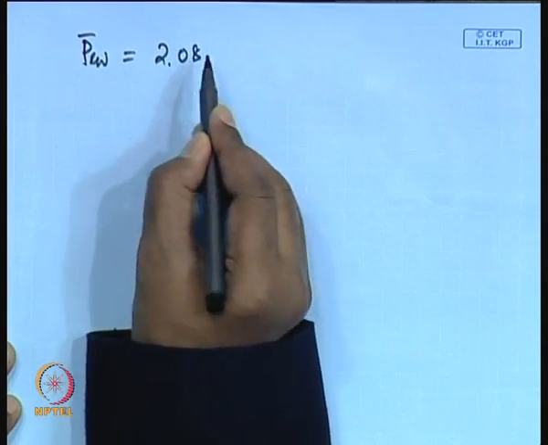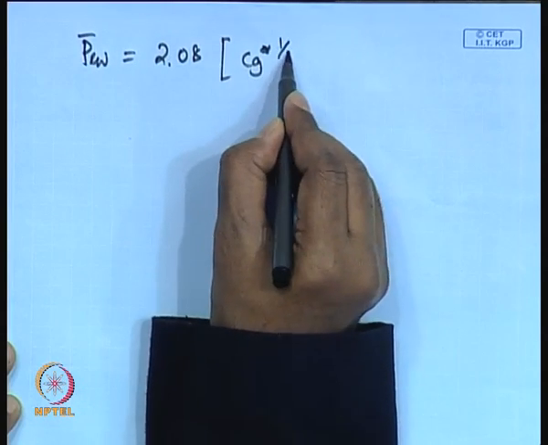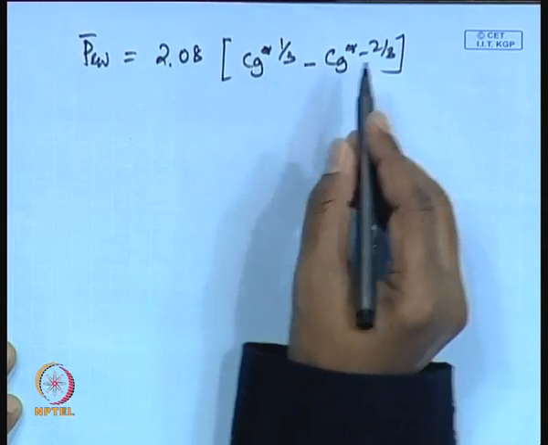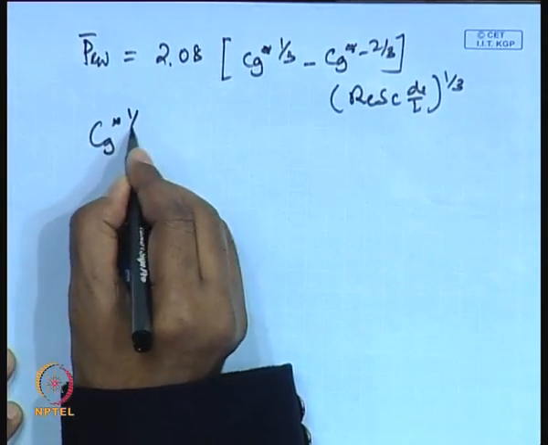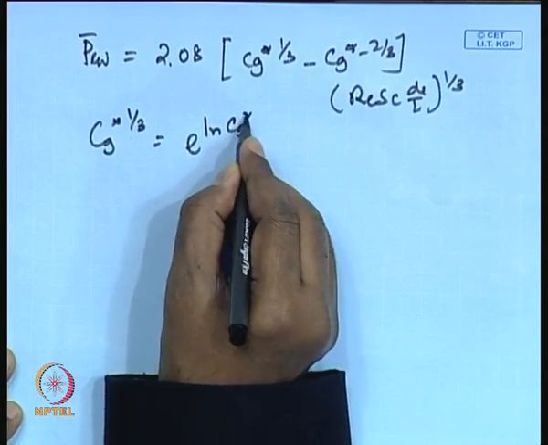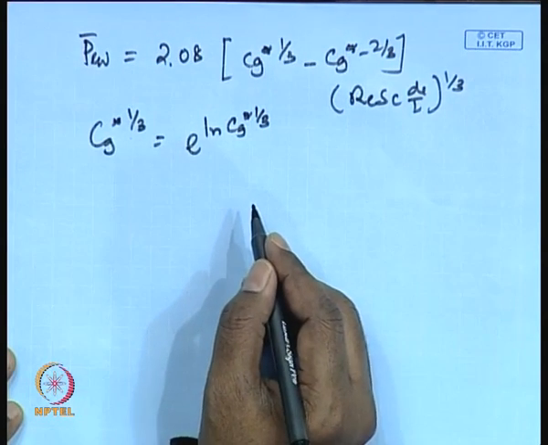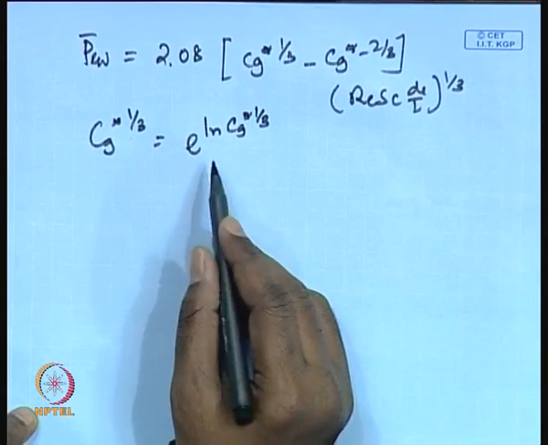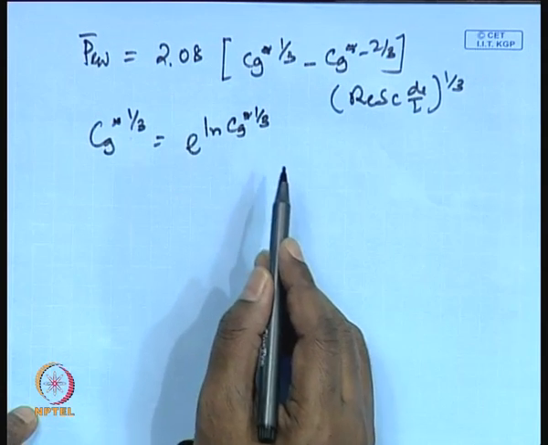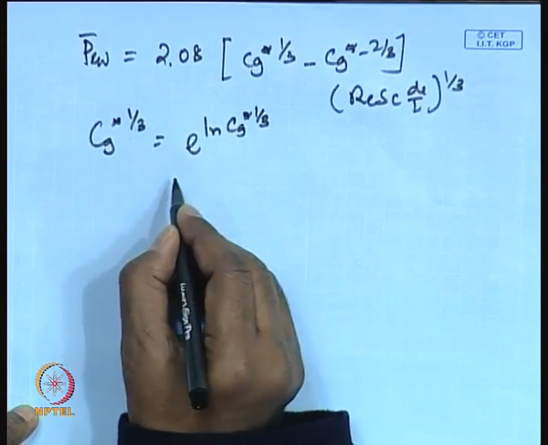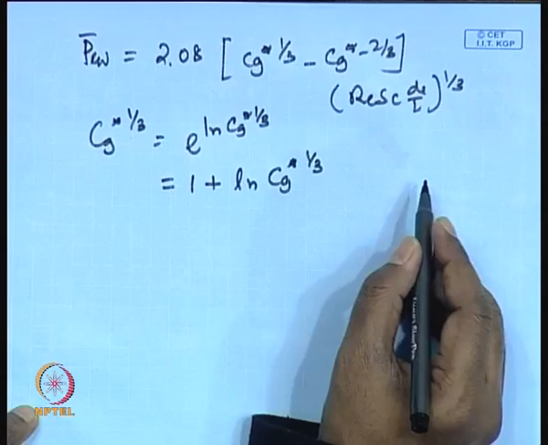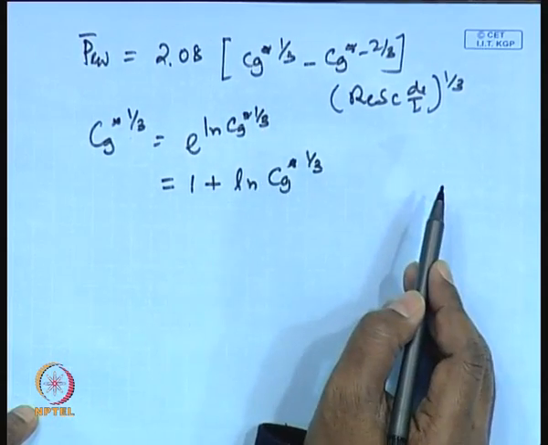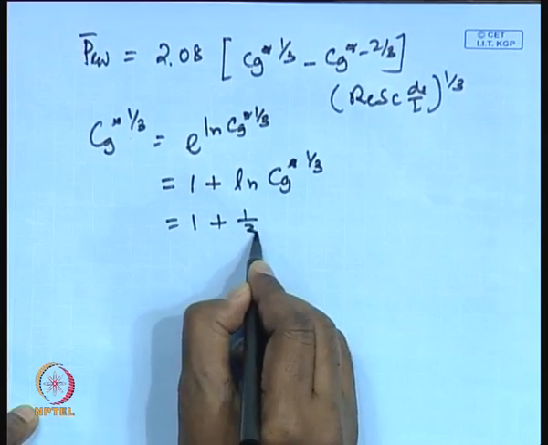So, let me rewrite this equation, the length averaged permeate flux, as 2.08 times Cg star to the power 1 upon 3 minus Cg star to the power minus 2 upon 3, times Reynolds Schmidt d by L raised to the power 1 upon 3. So, I write down Cg star to the power 1 upon 3 as exponential of ln Cg star to the power 1 upon 3. Okay. That is always possible. Now, it is in the form of e to the power x. So, I will just open up this exponential series keeping the first order term, assuming the higher order terms will be much less than 1. Okay. So, I write this as 1 plus ln Cg star to the power 1 upon 3, neglecting the higher order terms. That means ln Cg star to the power 1 upon 3 is much less than 1. So, this can be written as 1 plus 1 upon 3 ln Cg star.